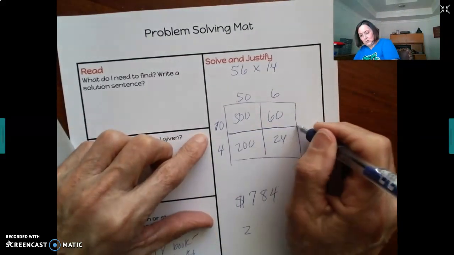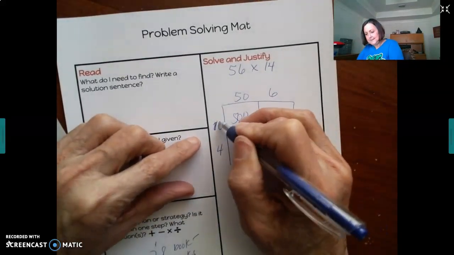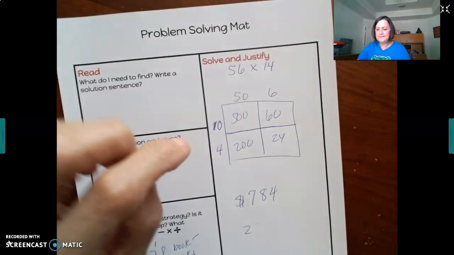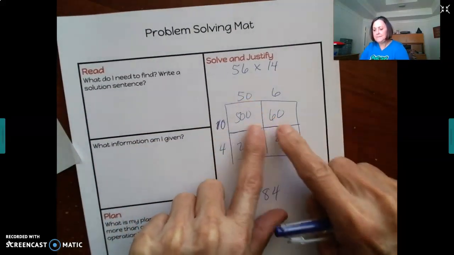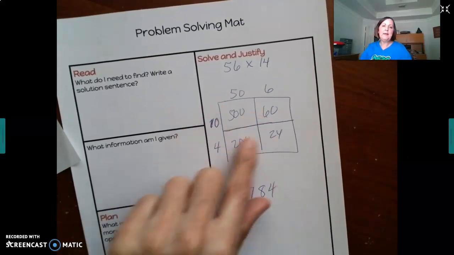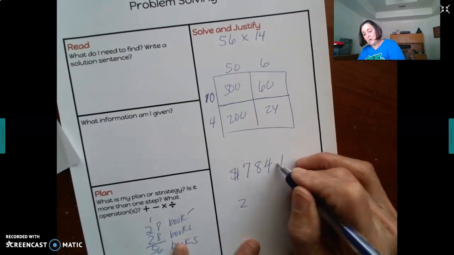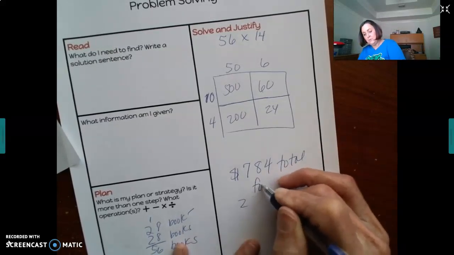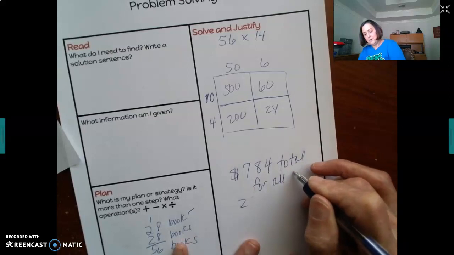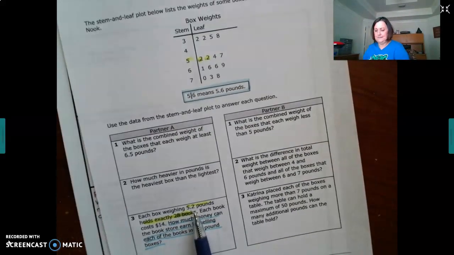So I just quickly made a 2x2 area model. That's a 10, that's a 4, and then 56. And I multiplied 50 times 10, 6 times 10, 50 times 4, and 6 times 4. And when I add up all my partial products, I have a total of $784 total dollars for all books that were in the 2 boxes that weighed at least 5 2/10 pounds.